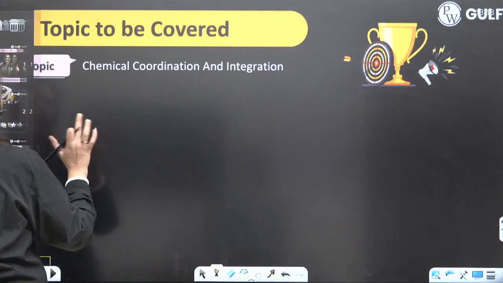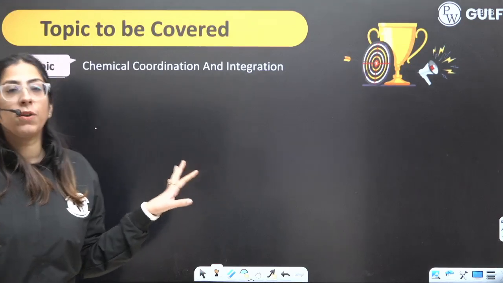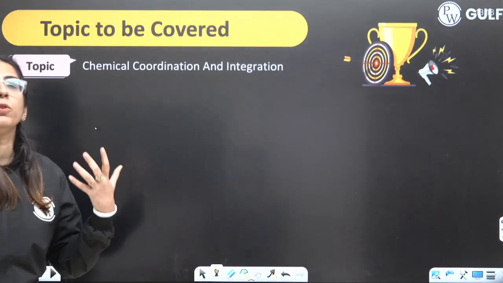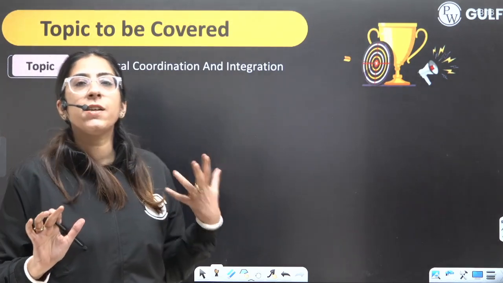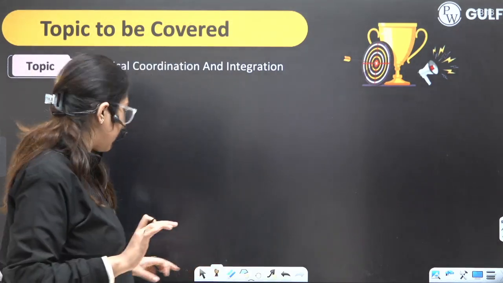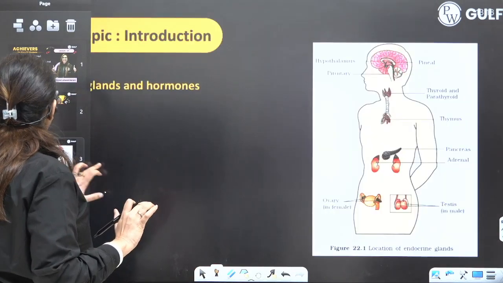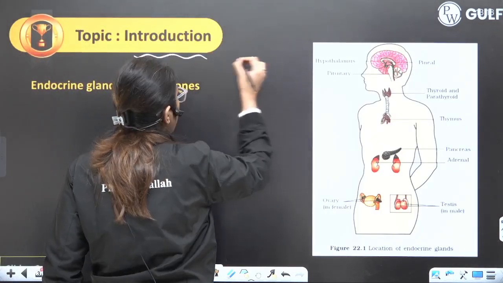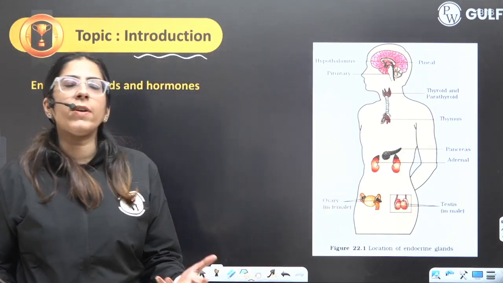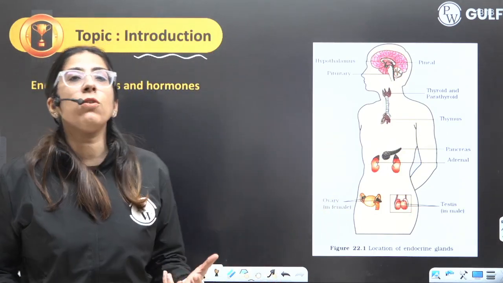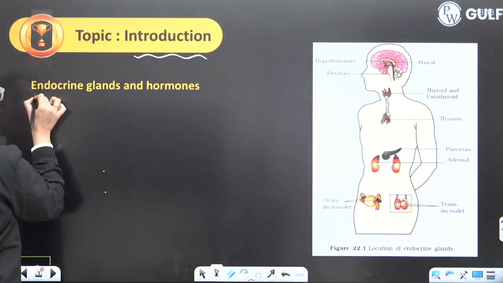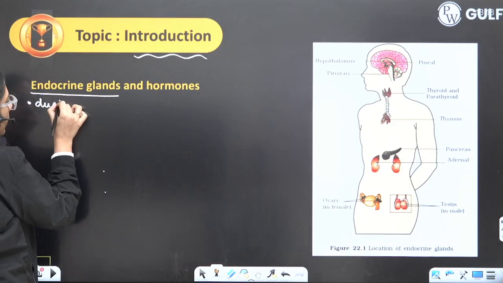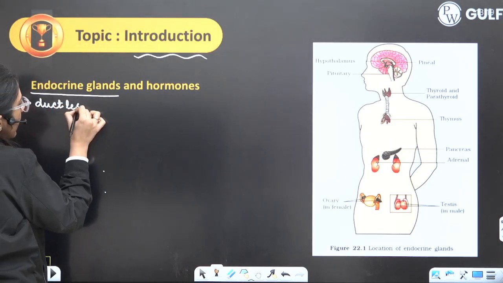So, here, chemical coordination and integration, buddies, we are going to start. And here, buddy, this chapter is all about different hormones and their action and different glands which secrete them. Now, first is introduction. So, guys, you all know in our body, lots of endocrine glands are present. Endocrine glands are termed as ductless glands.